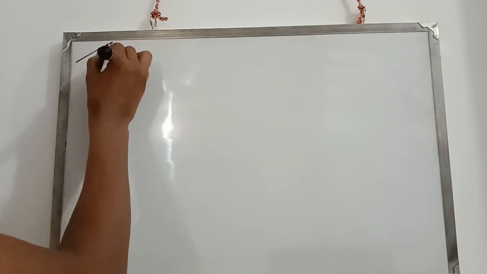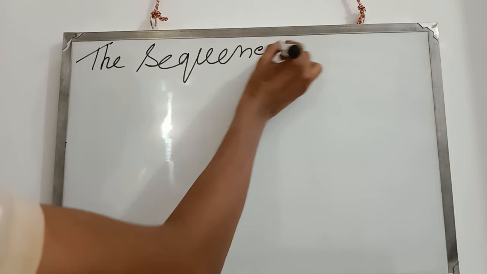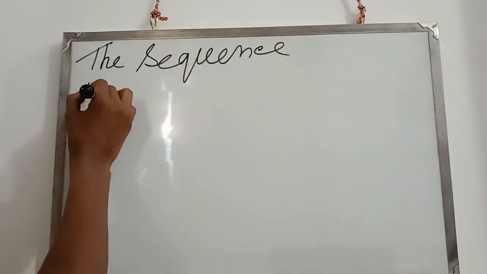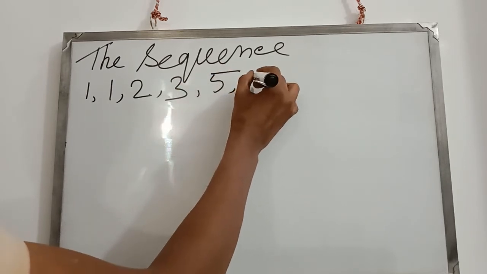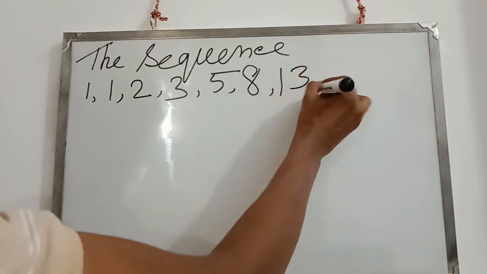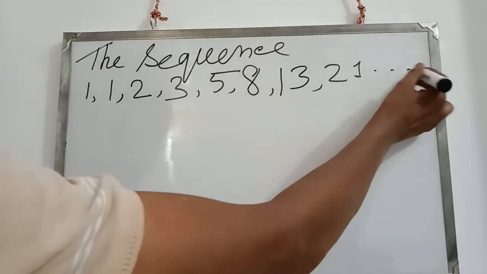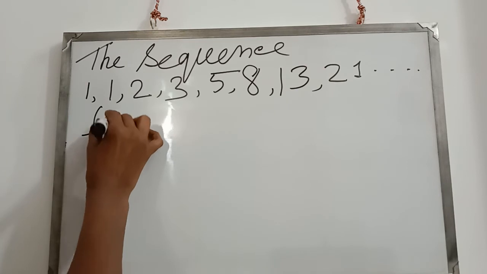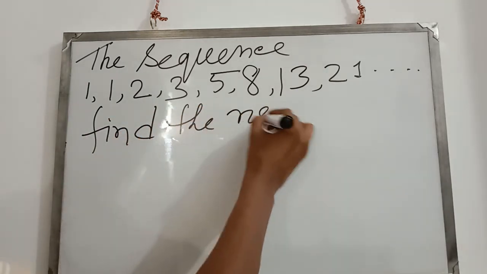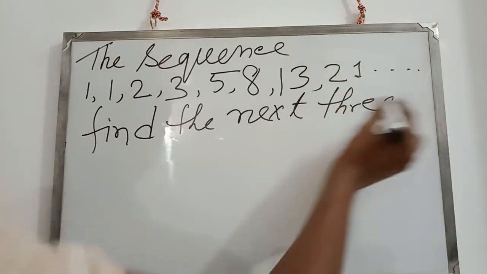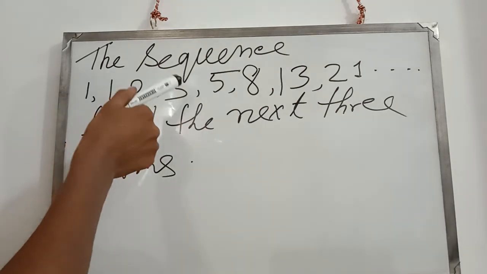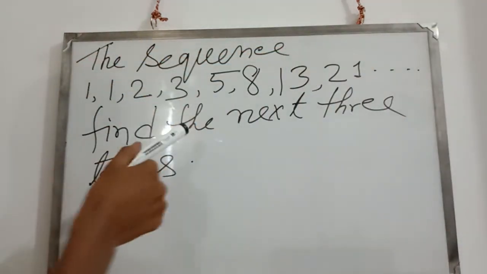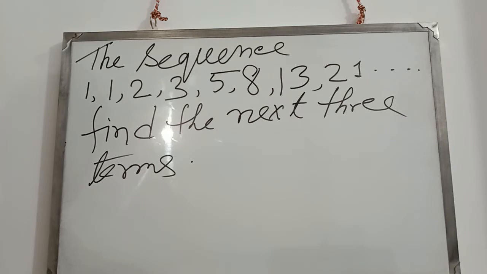Next, the sequence 1, 1, 2, 3, 5, 8, 13, 21 and so on. Find the next three terms.